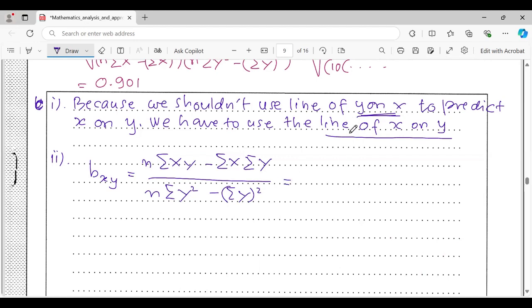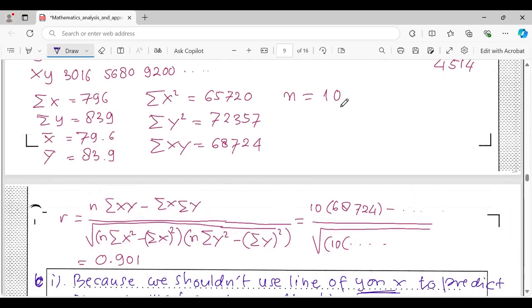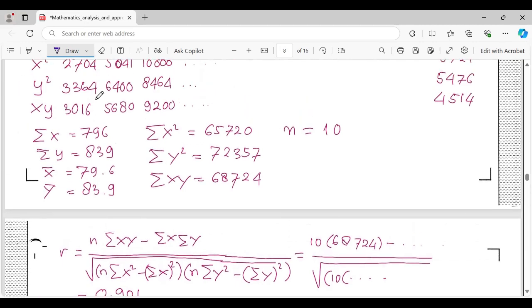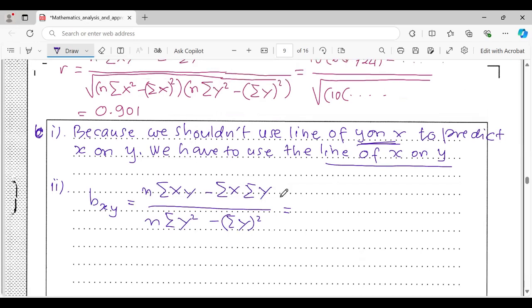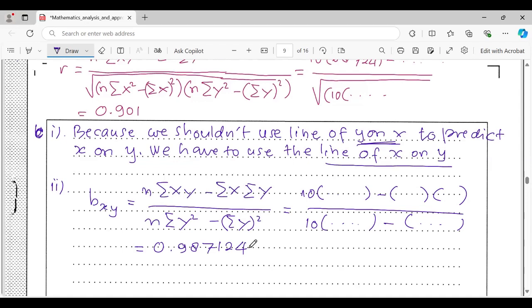Okay, so if you substitute the result here into this formula, it is going to be 10 times sigma xy minus sigma x multiply sigma y. You can substitute the number here. After that, 10 times the number is sigma y squared minus the number here, and you can find the result is 0.987124. So this is the result of BXY.